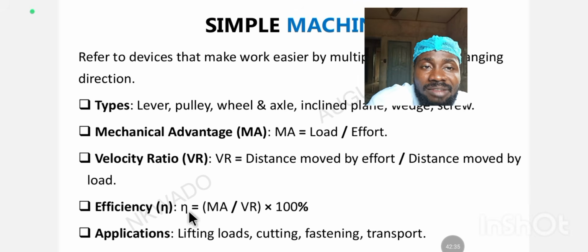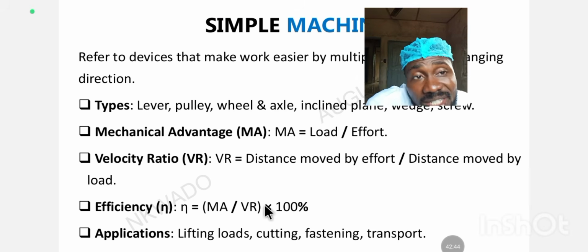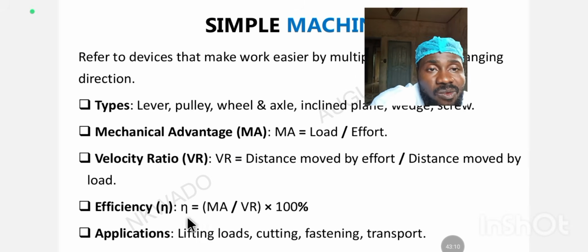So you can be given mechanical advantage and efficiency, and you can be told by JAMB to find the velocity ratio. What do you have to do? You have to just make velocity ratio the subject of the formula. Basic mathematics: you bring velocity ratio to this side, and it is equal to ME times efficiency times 100 over 1. That's how you are going to get the velocity ratio.